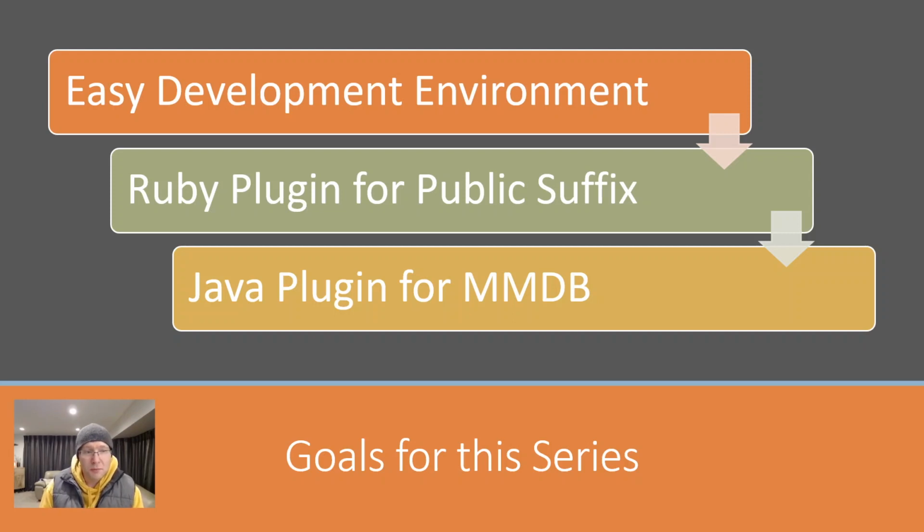So both the Ruby plugin and the Java plugin are not meant to be toy problems. They both include some realistic sort of dependencies. They both include some realistic unit testing as well as performance testing, which is fun to think about. So that's the goals for this series.